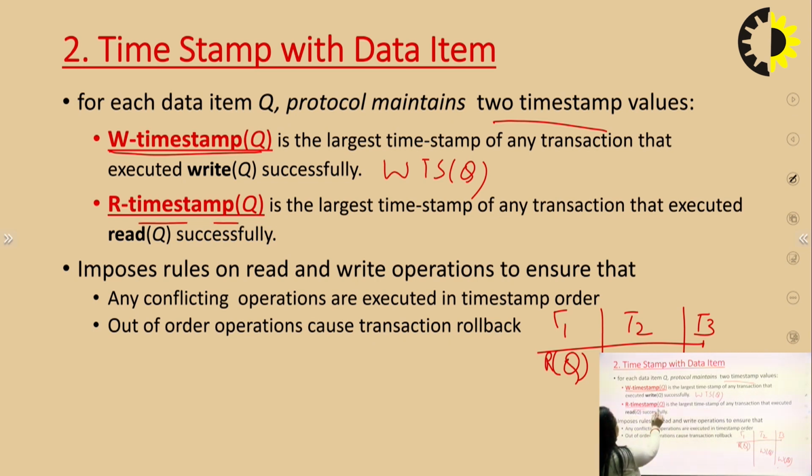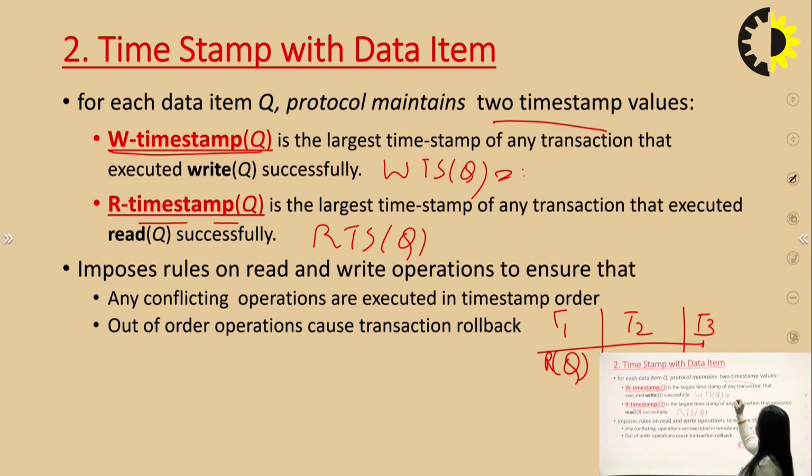Now, what is the read timestamp? Same as the write timestamp, it is the largest timestamp of any transaction that executed read Q successfully. The transaction that executed read Q gives its timestamp to the read timestamp. It is denoted by R-timestamp of Q. Initially, the values of write timestamp and read timestamp will be null. Depending upon the transaction performing a read or write operation on data item Q, these will be updated.